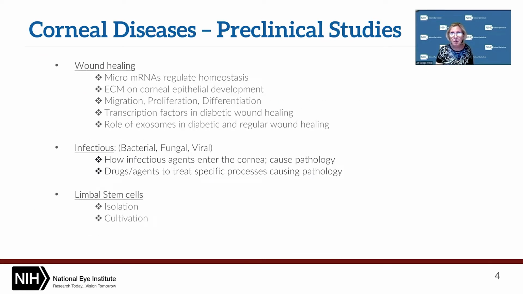For preclinical studies in corneal diseases, I've binned them into a variety of groups, just for my own method of binning them. We have applications looking at wound healing. For example, microRNAs regulating homeostasis, extracellular matrix on corneal epithelial development, migration, proliferation, and differentiation of epithelial cells, transcription factors in diabetic wound healing, and the role of exosomes in diabetic and regular wound healing.